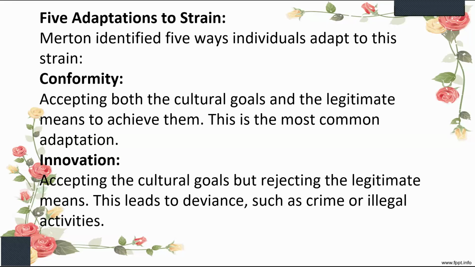Cultural goals are accepted, but legitimate methods are rejected. That's bad. People become rich, but by doing bad things, just like selling drugs, drug dealing. This condition, innovation, leads to deviance such as crime or illegal activity. Because of that only there are crimes and illegal activities in society. That's clear, I suppose. We'll go to the next one.